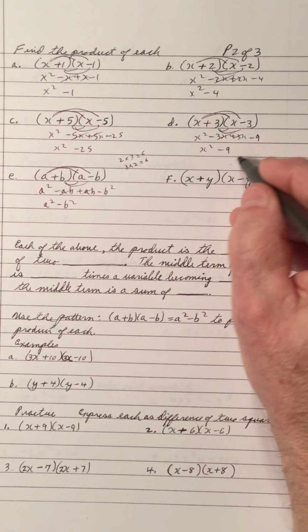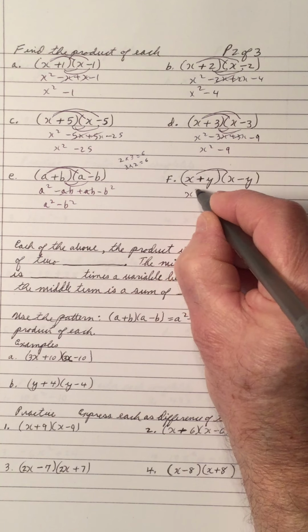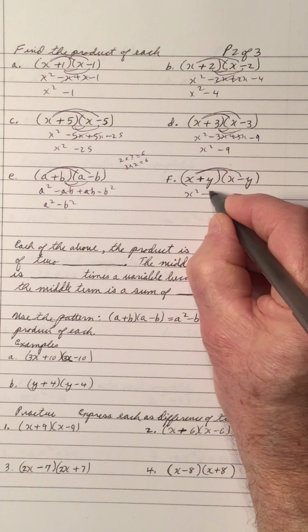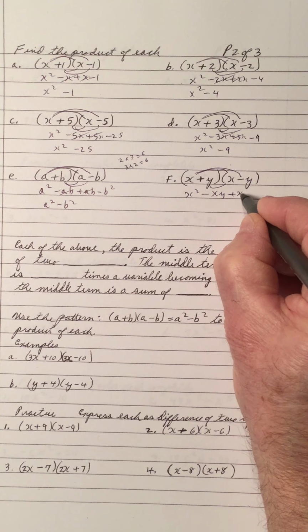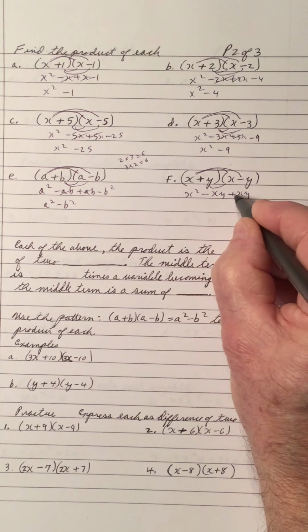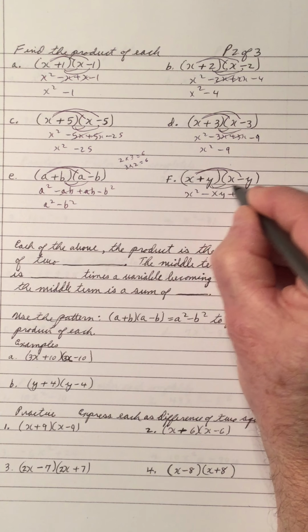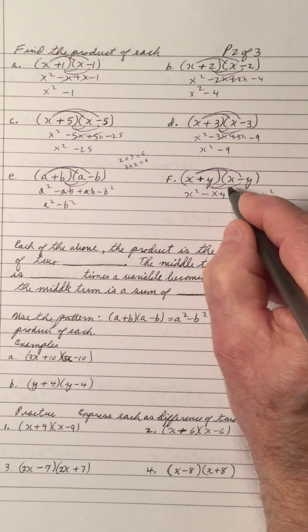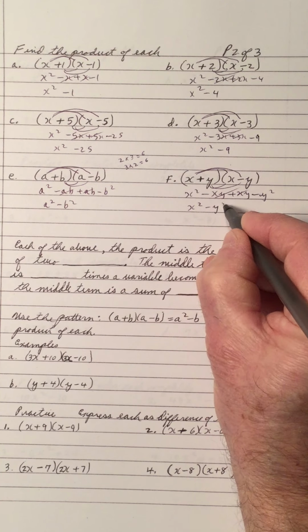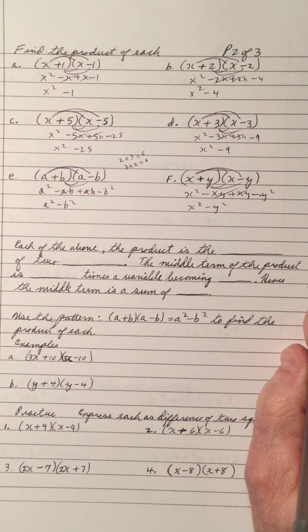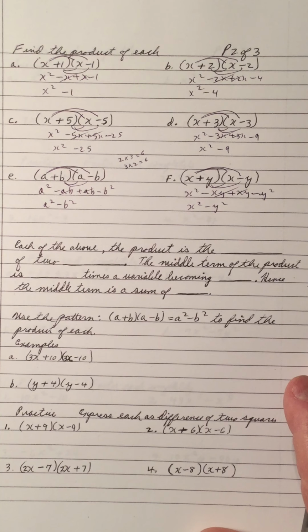Same thing with f. I have x times x is x squared. X times -y is -xy. Y times x is a positive xy. I could have yx, but I'll keep them the same. And last is the -y squared. The middle terms cancel out because they're plus and minus. So notice, in all of these there was no middle term. There was only the first and the last because the middle term became a 0.